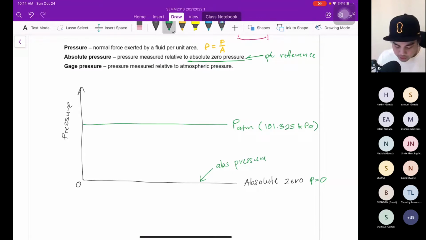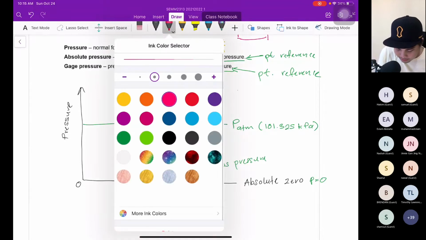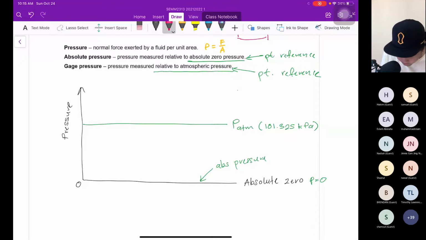When we look at the gauge pressure, it's basically pressure measured relative to the atmospheric pressure. So you can see here, now for the gauge pressure, the point of reference is atmospheric pressure. Let's say we have a pressure, and let's say we have another pressure. We have this kind of level pressure. This is pressure X, and then this is pressure Y.